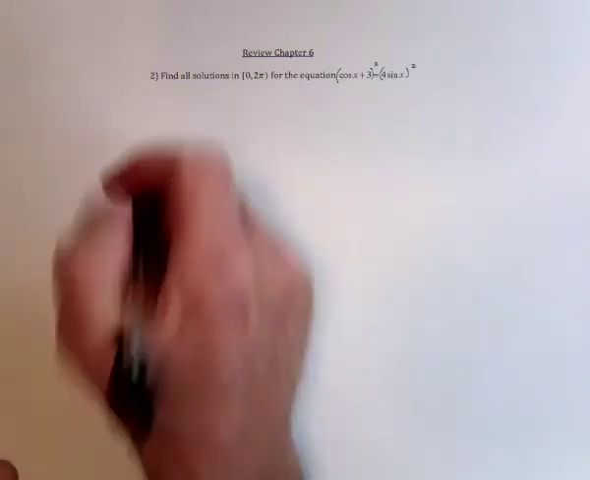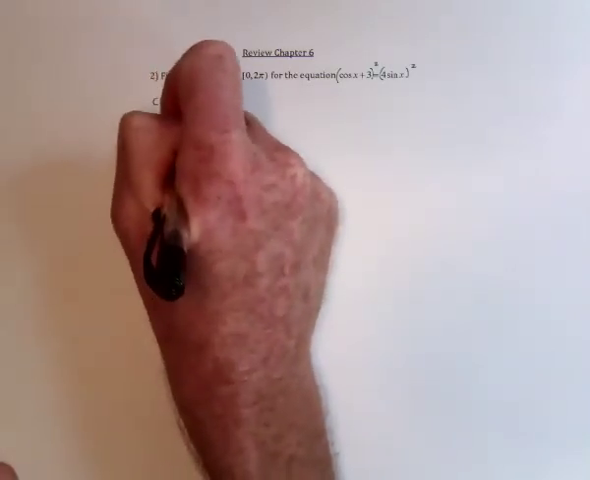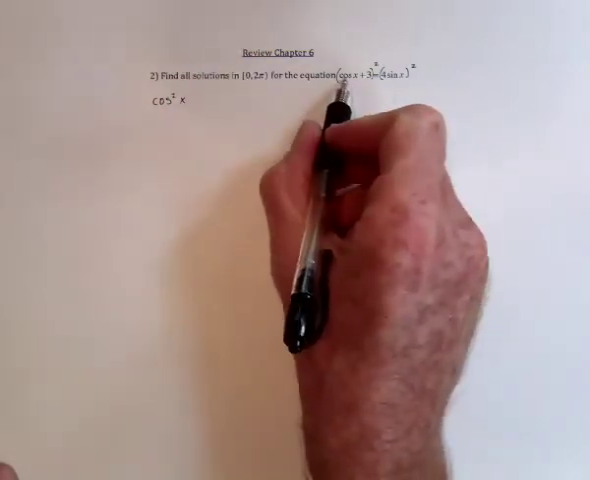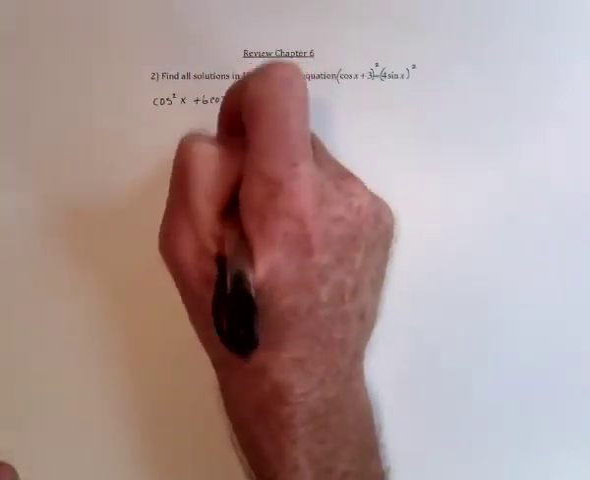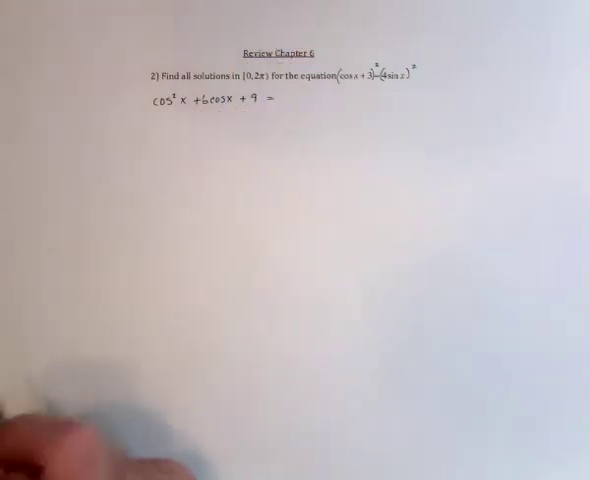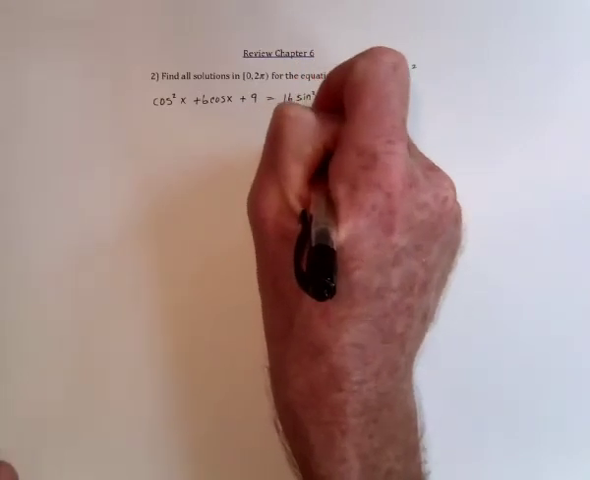So on the left-hand side, there's going to be cosine squared. The middle term is going to be this times this and then doubled. So that's going to be 6 cosine of x and then a 9. On the right-hand side, it's going to be 16 sine squared x.